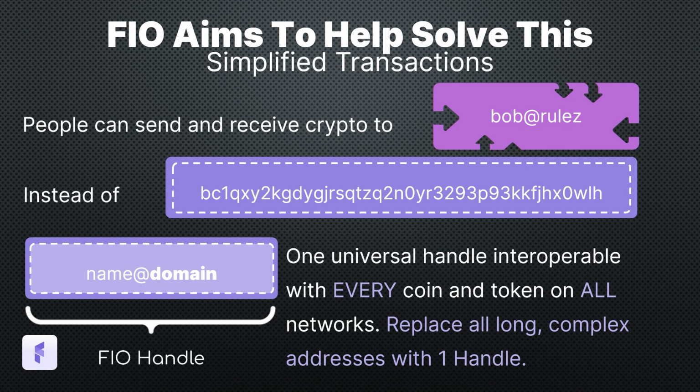and being able to map different wallet addresses and chain codes is very simple. We don't have to change the whole smart contract. It's all governed by the chain. So one universal handle, interoperable with every coin and token on all networks.